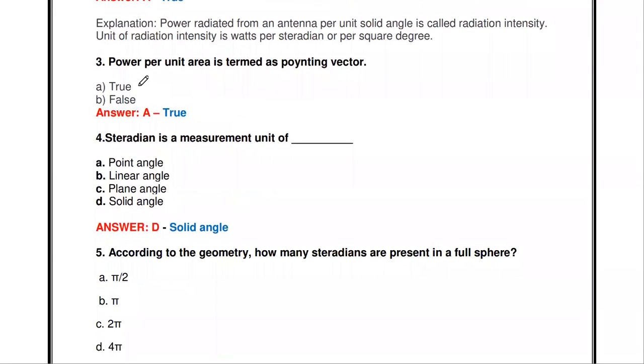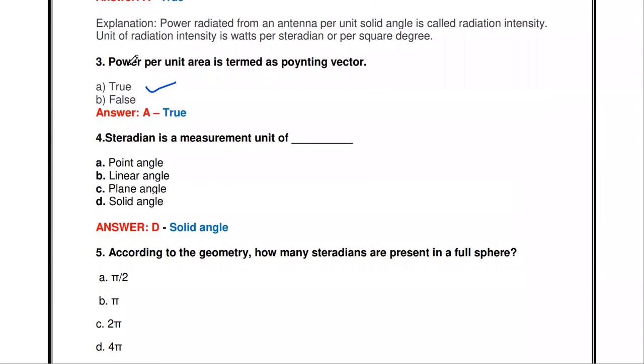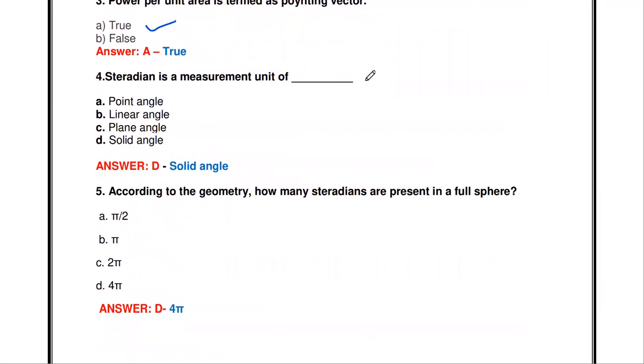Then the next one: power per unit area is termed as Poynting vector. True or false? True. Power per unit area is called a Poynting vector, and radiation intensity means power radiated per unit solid angle. Power per unit area is termed as a Poynting vector.